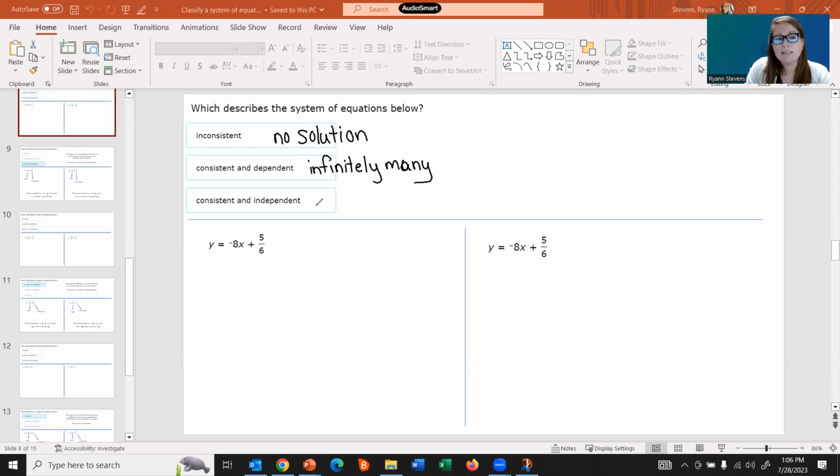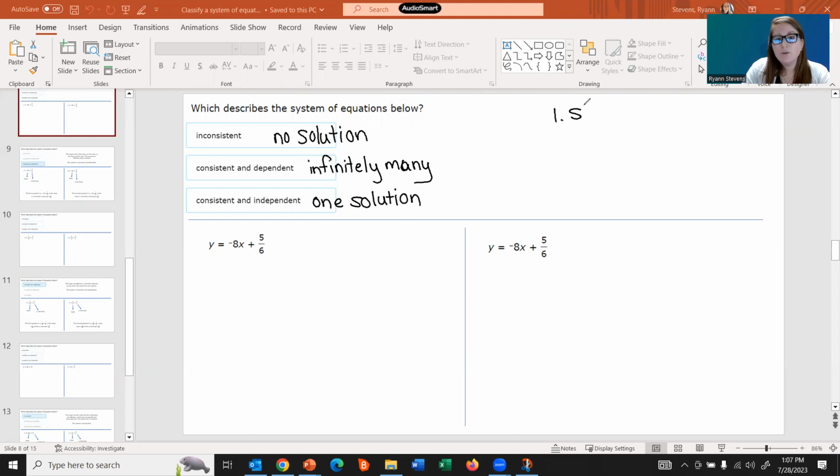And then consistent and independent is one solution. I know that I'm labeling these for each one of the examples we're working on, but it's really important to start to be able to associate which one goes with which. So be able to look at inconsistent and know that means there's no solution. Be able to look at consistent and dependent and think that's infinitely many. And then look at consistent and independent and know that that's one solution.